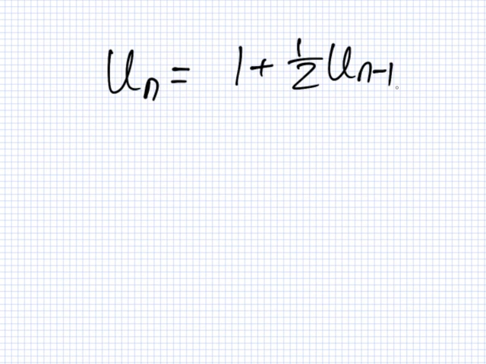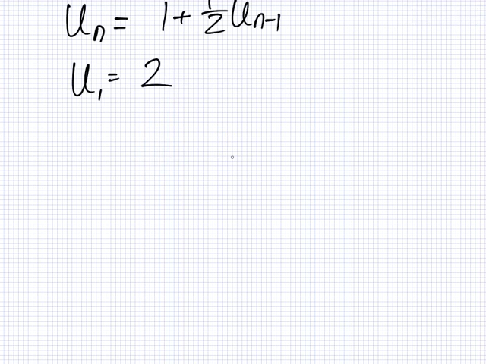Now let me just give you a sequence. Let's say something like un is 1 plus a half un minus 1. And I'll tell you to start at 2. So I want you to give me the first 6 terms here. First 6. So I already gave you the first one. So I need you to get me the second, the third, the fourth, the fifth, and the sixth.